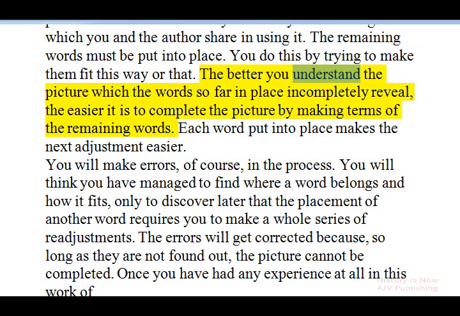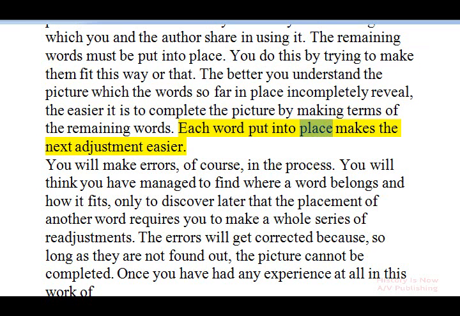The better you understand the picture which the words so far in place completely reveal, the easier it is to complete the picture by making terms of the remaining words. Each word put into place makes the next adjustment easier. You will make errors, of course, in the process.